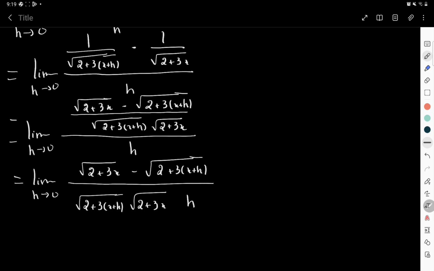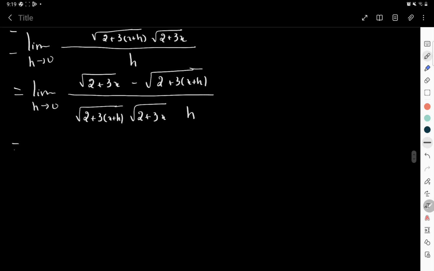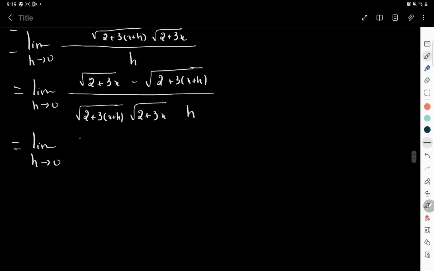And now I have a form that is 0 over 0. Of course, the source of the 0 over 0 is the numerator, right? And the denominator's h, the first part of the denominator, is nice, so I don't have to touch it. Great, so what do we do here? Really, it's the same old trick of multiplying by the conjugate, the top and the bottom.